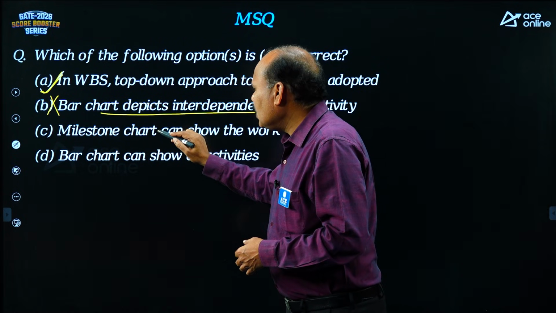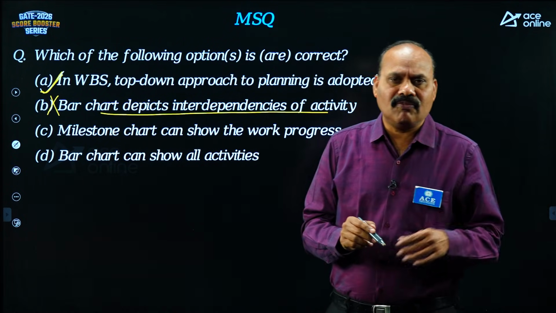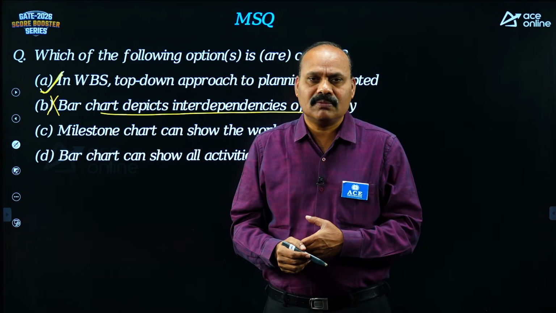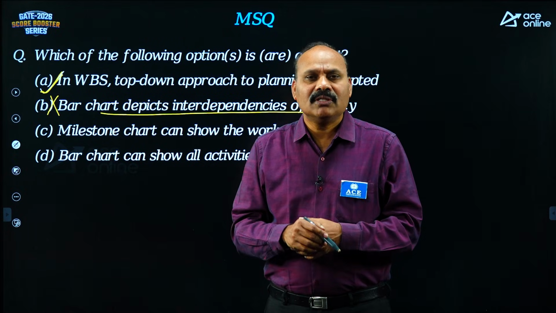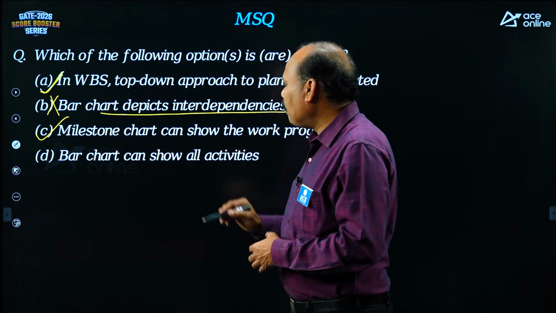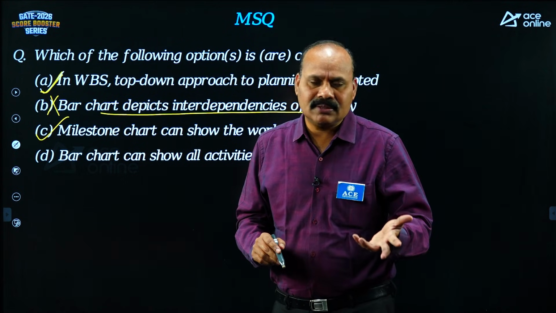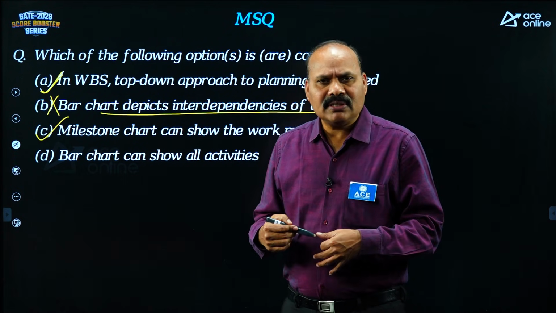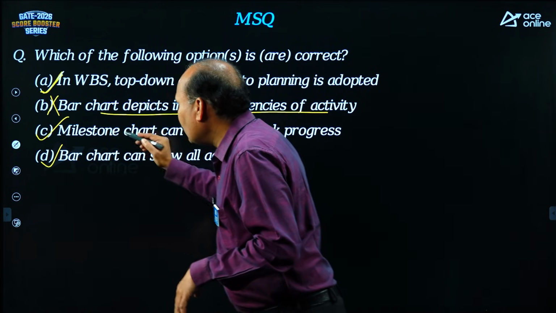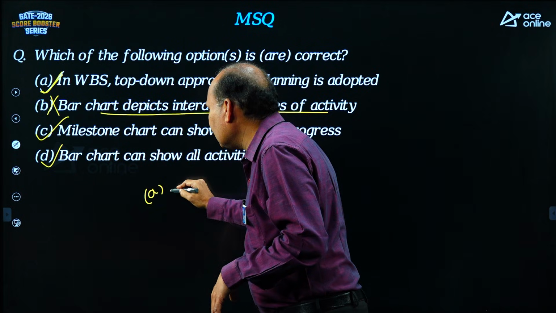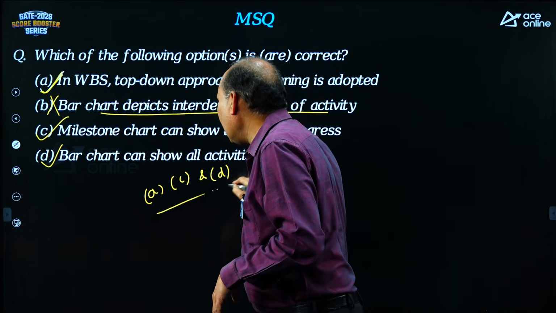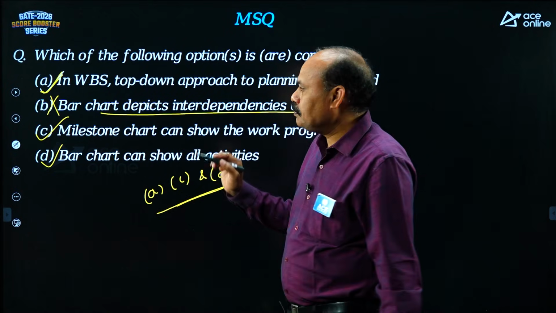Next. Milestone chart can show the work progress. The very purpose of a milestone chart is only for monitoring the work progress. For monitoring and controlling the project, generally we use the milestone chart. It is absolutely correct. So C is correct. Bar chart can show all activities. Yes, a bar chart can show all activities. It cannot show critical activities, but it can show all activities. So what about the answer here? Option A correct, C correct, and D correct. So 3 options you can find for this particular question.